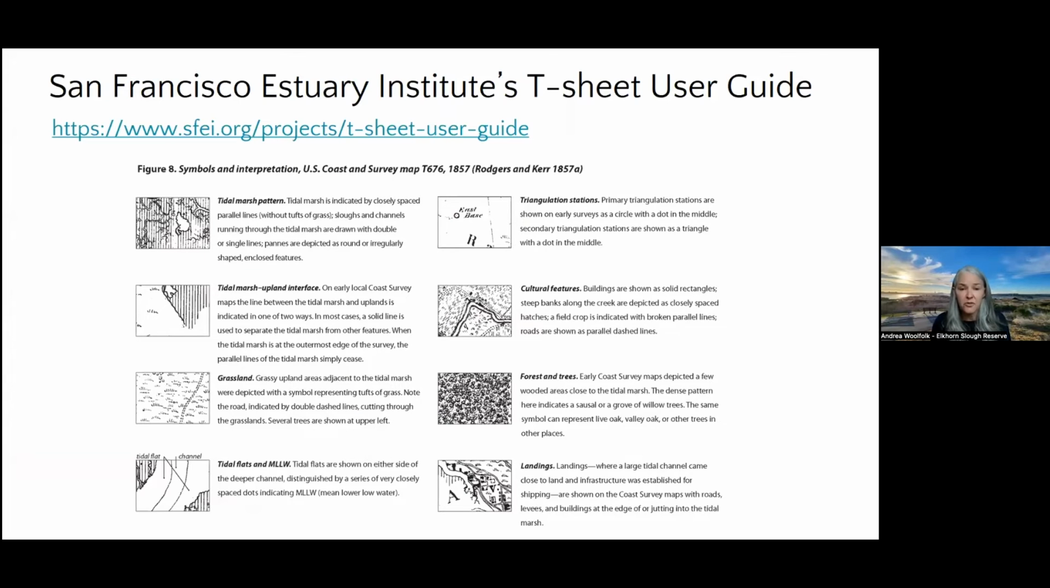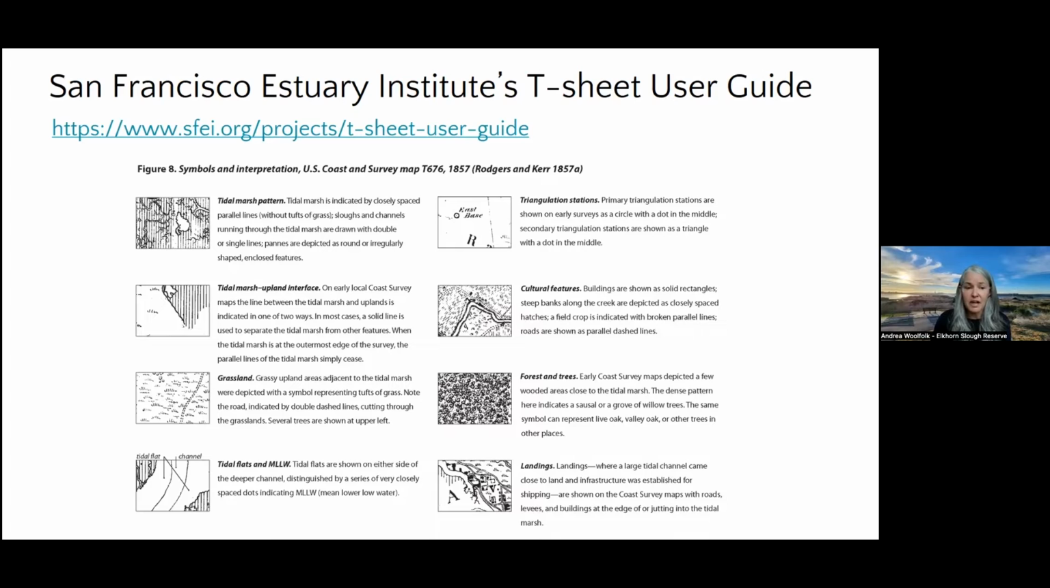Even if you're from elsewhere, it's worth skimming this handbook because it includes a concise overview of why the U.S. Coast Survey did this work and how. And then it has figures showing the symbols that SFEI found in the California T-sheets.